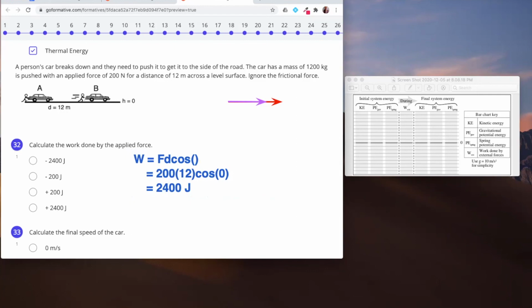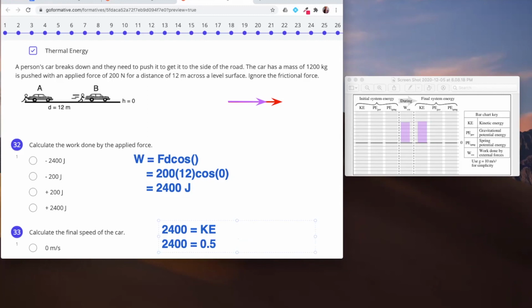So if at the same time I'm imagining my bar charts here, it starts with 0 energy. It's not moving, it's not above the ground, it's not touching a spring. We do positive work that adds kinetic energy to the system. So if I know that the work is equal to the kinetic energy, I can set my 2,400 equal to KE and solve for speed.